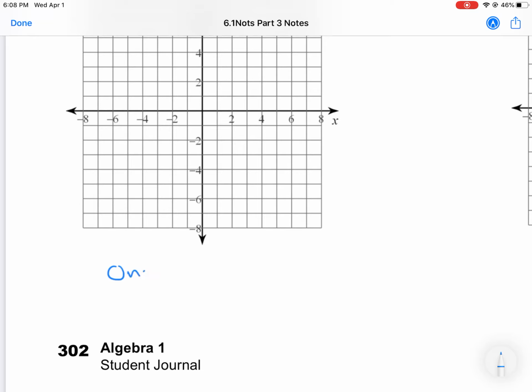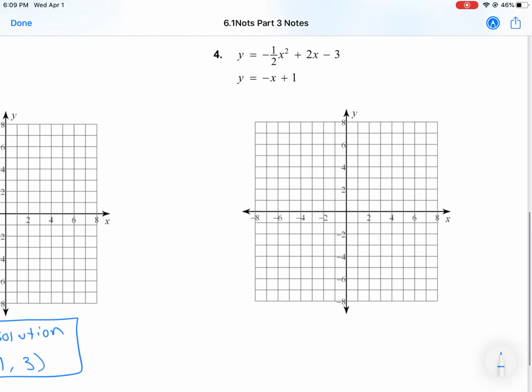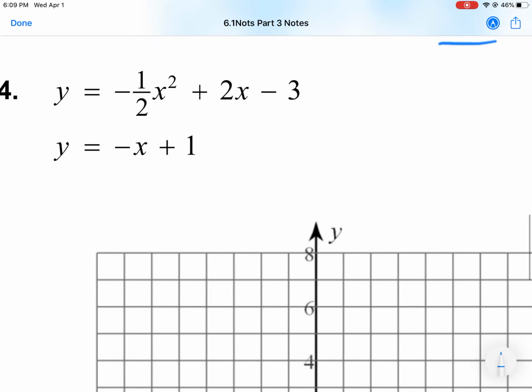So I will write that in here. One solution, right, because they cross each other one time. So one solution, and that's at the point 1, 3. Sound good? Alrighty. Very nice. Okay, so we got that.